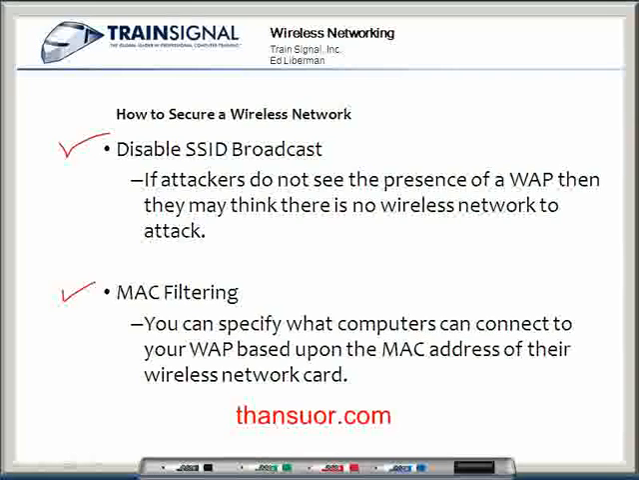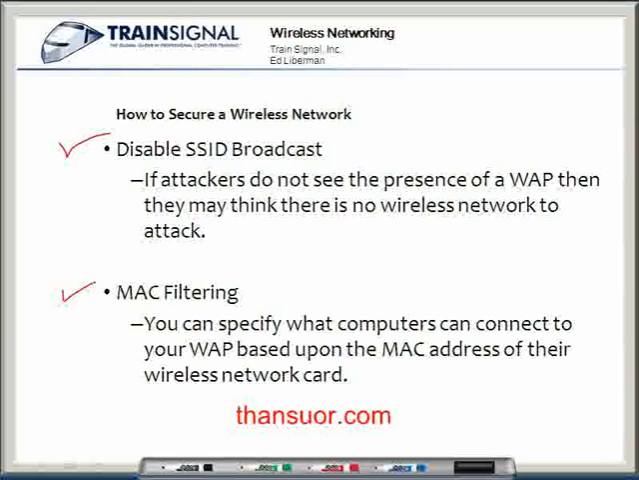Now, another real basic thing we can do is something called MAC filtering. And this is where you can specify what computers can connect to your wireless access point based upon their MAC address. Or we could say the MAC address of the wireless network card that they're trying to connect with. Okay, so again, this is something very basic that you can do. I can tell you that it can end up being quite time consuming, especially if you have a lot of legitimate wireless network users, because now you have to keep a manual list of all the MAC addresses of those network cards.